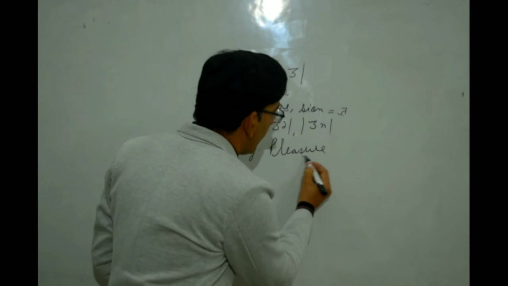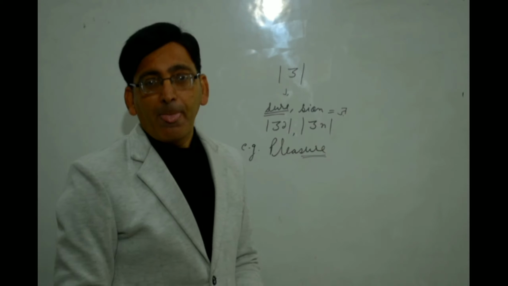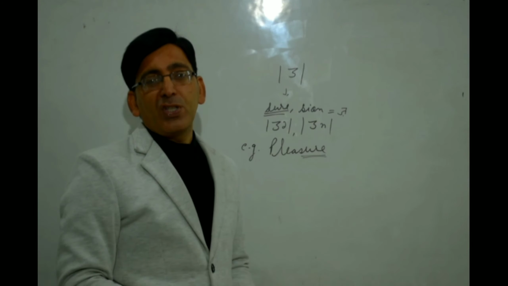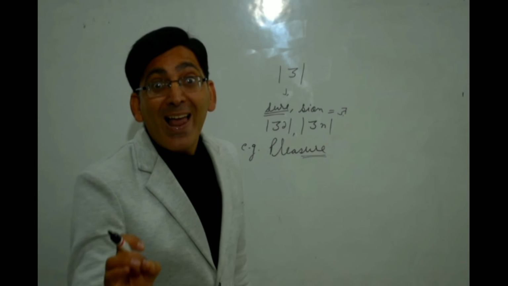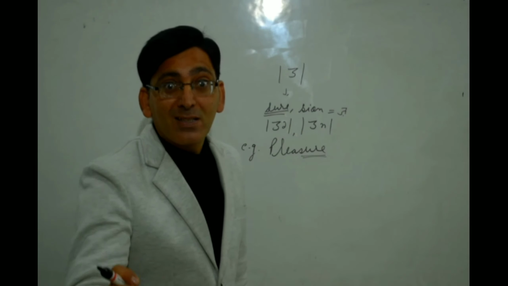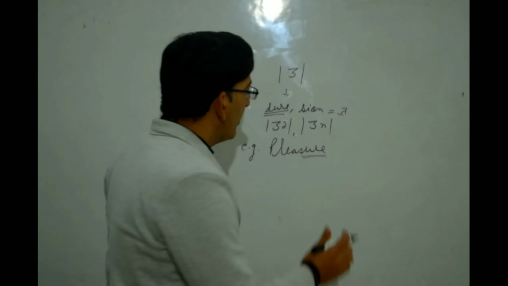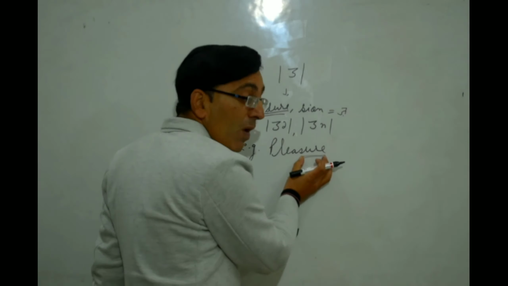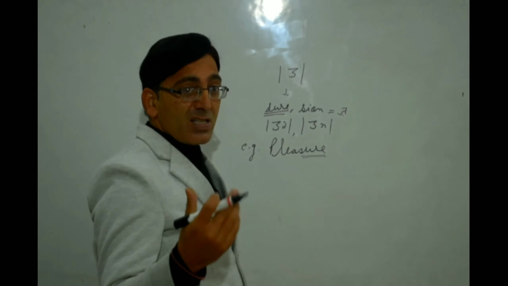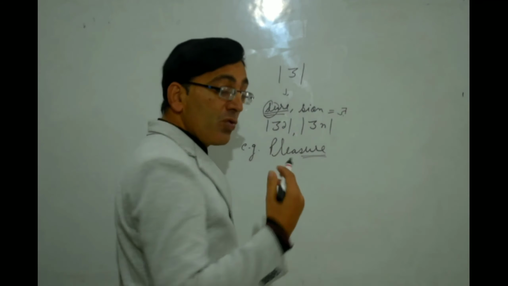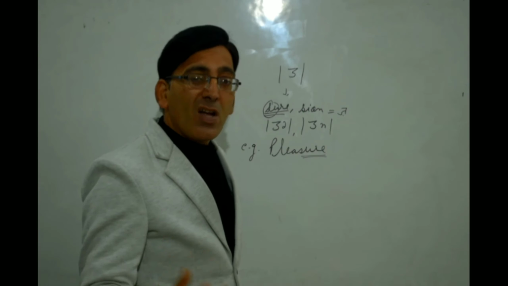P-L-E-A-S-U-R-E. Here you get the combination S-U-R-E. So how do you pronounce this word? We pronounce this word as plaza. Plaza. So this combination S-U-R-E is giving the sound, actually this S-U, they are giving the sound of Z.